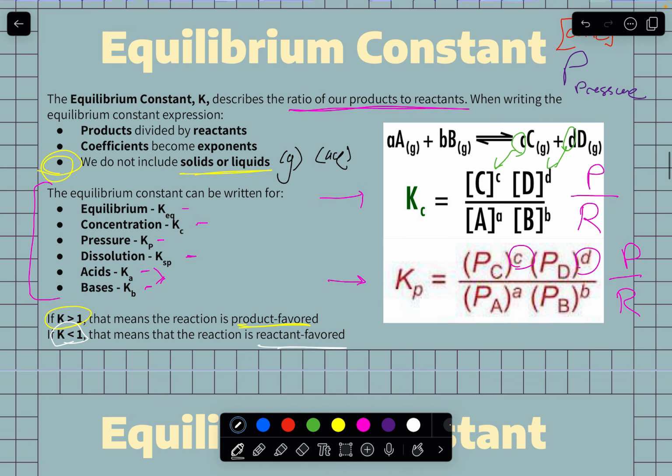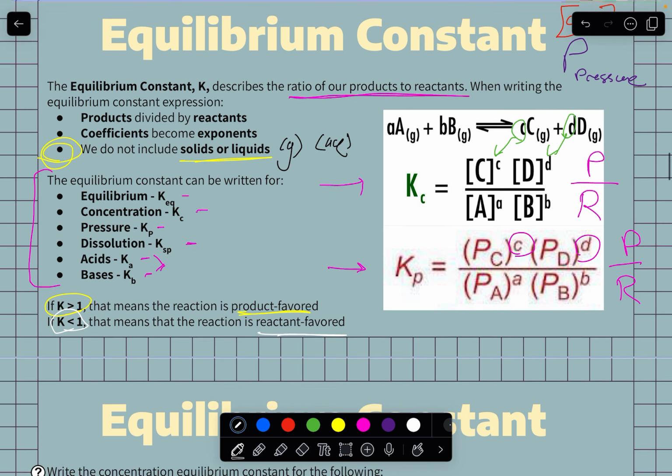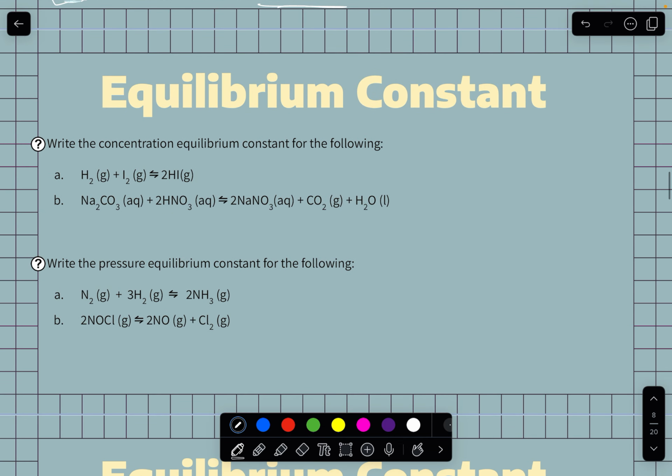Okay, so that's what the equilibrium constant means, just the products divided by reactants. Okay, so let's try writing them. So for these two up here, we're writing the concentration equilibrium constant. For the ones on the bottom, we're writing the pressure one. Okay, so for A, on this top one, our Kc, our equilibrium constant for concentration, is equal to, remember, we're doing our products divided by reactants.